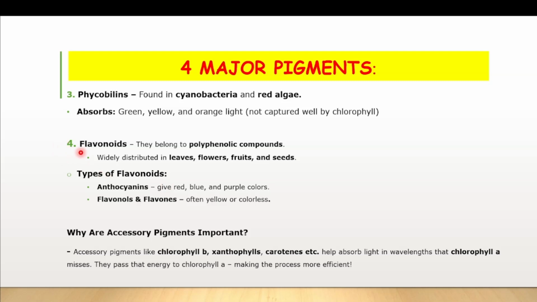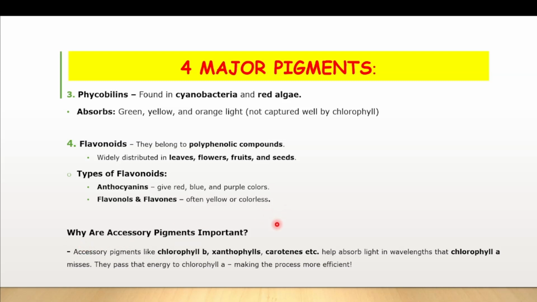The fourth one is flavonoids. They belong to polyphenolic compounds. They are widely distributed in leaves, flowers, fruits, and seeds. Flavonoids are of different types. One is anthocyanins, which give red, blue, and purple colors. And another one are flavonols and flavones. They are often yellow color or colorless.